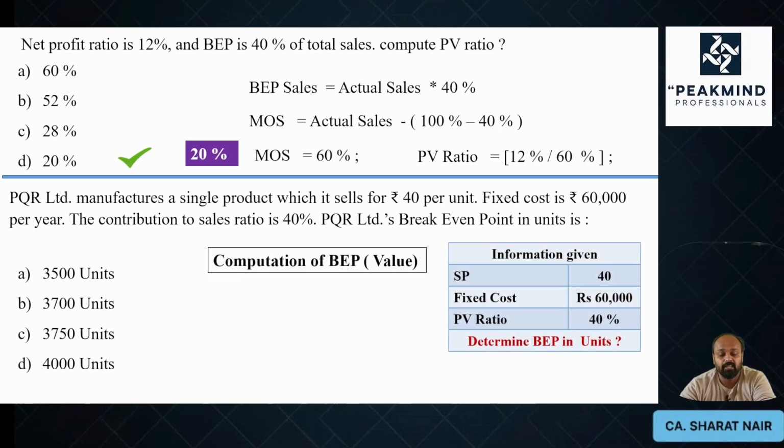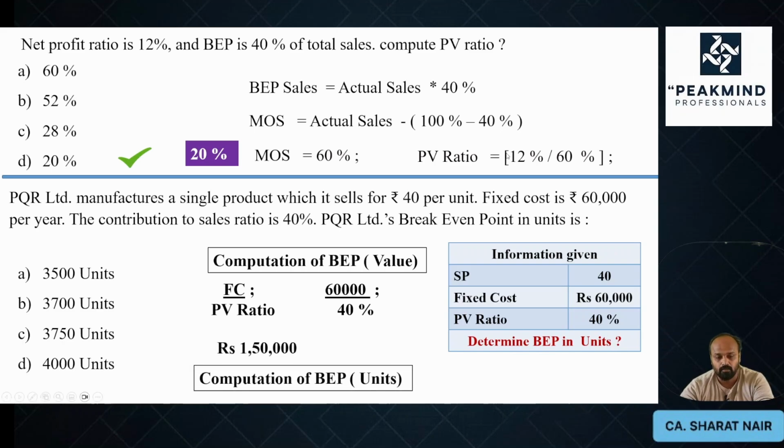Now, break-even point in value will be how much? Fixed cost divided by PV ratio. So fixed cost is 60,000 divided by 40%, I will get my break-even point in value, which is 1,50,000. Now I got my break-even point in terms of sales, 1,50,000. So 1,50,000 divided by rupees 40 will allow me to get the answer of 3,750 units. So the correct option is answer 3,750 units.